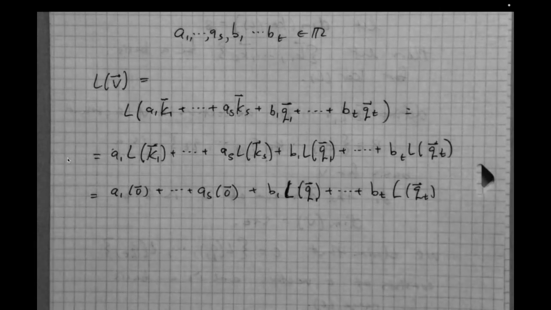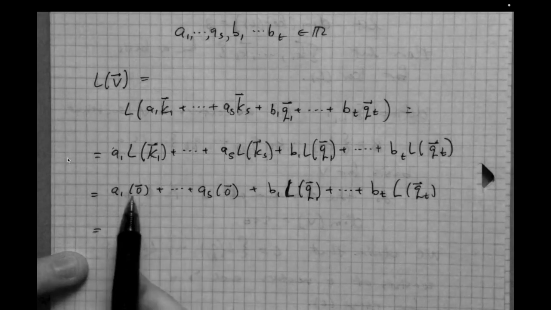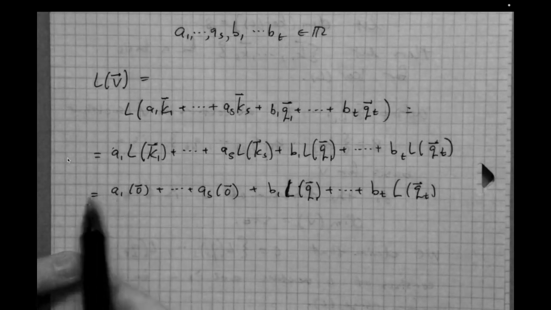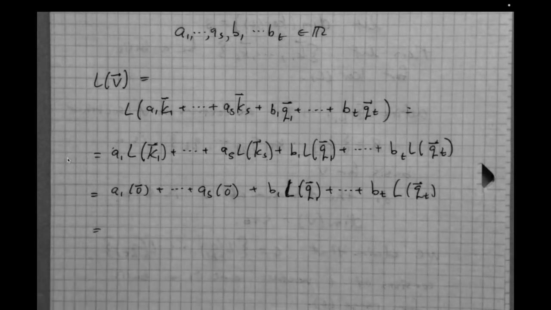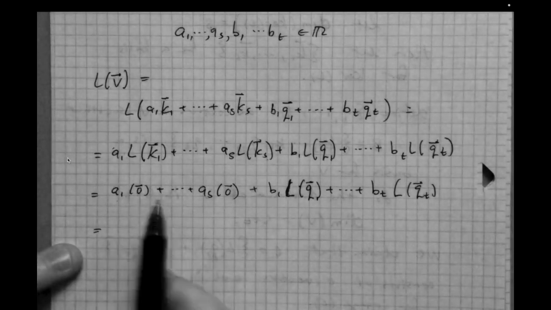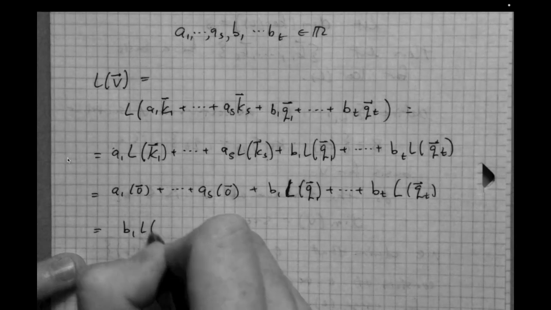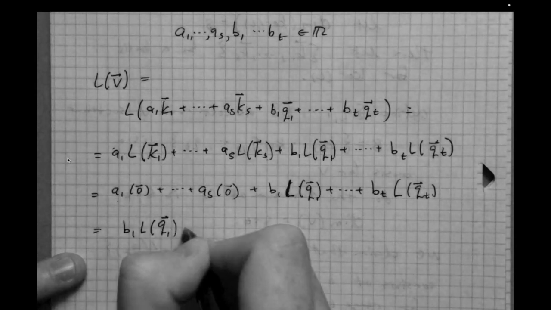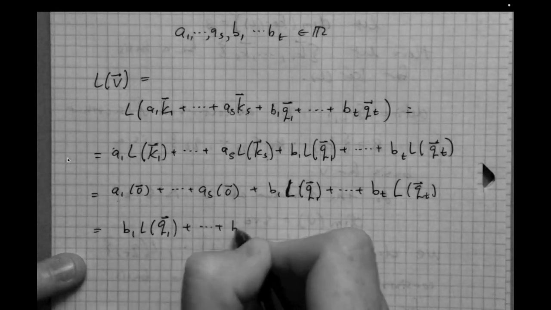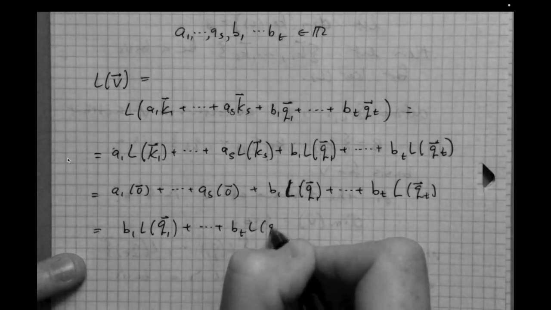Okay, so I've got this. And of course, if these are all the 0 vector, then 0 times A1 is still just the 0 vector, and when I add them all up, I'm still just left with the 0 vector. And so I can just drop them, right? What I'm left with is B1 L of Q1 plus ... plus BT L of QT.